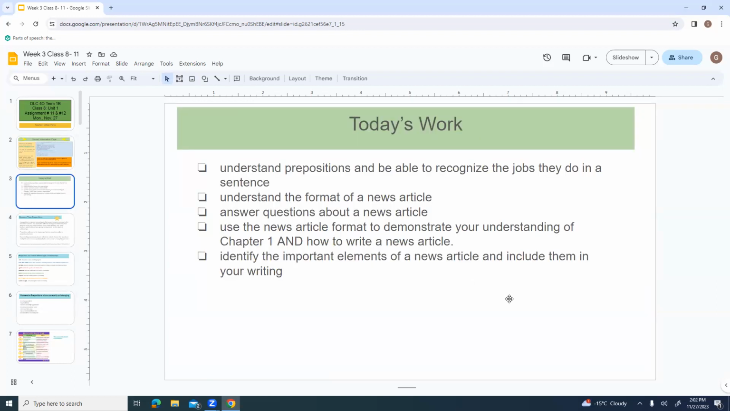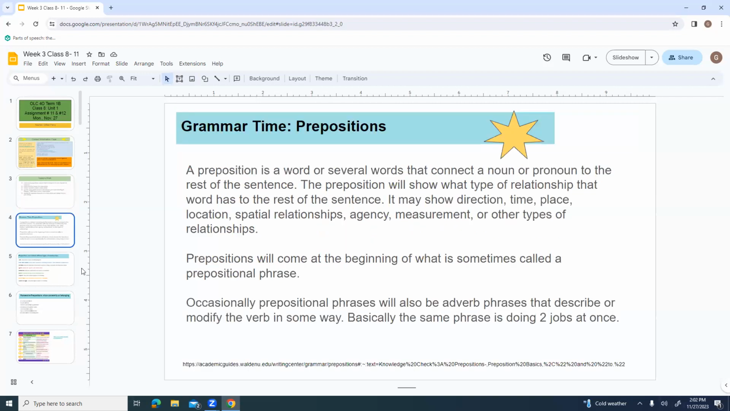Okay, today's work. We are going to understand prepositions and be able to recognize the jobs they do in a sentence, understand the format of a news article, answer questions about a news article, use the news article format to demonstrate your understanding of Chapter 1 and how to write a news article, identify the important elements of a news article and include them in your writing. So as you can see, we are going to be big on news articles. That's really going to be a big part of our stuff all week, actually.